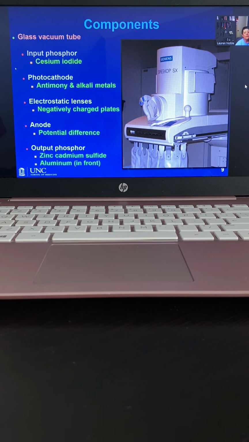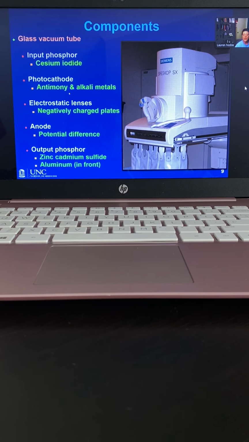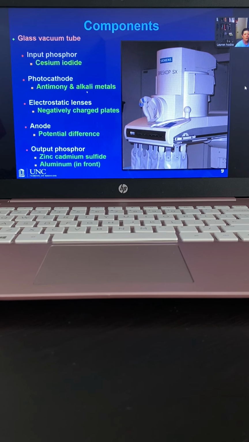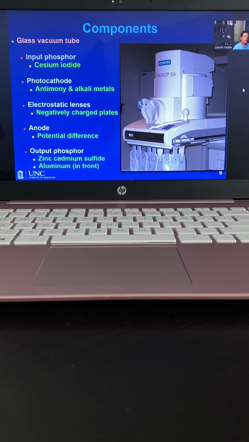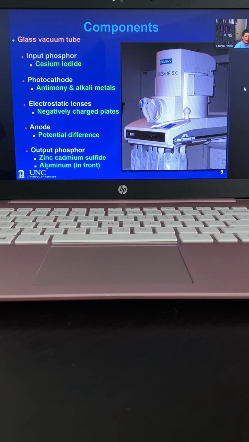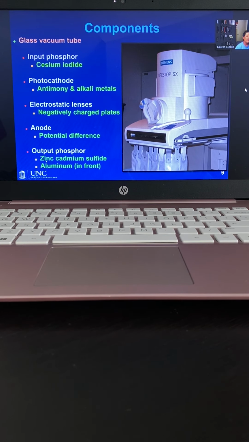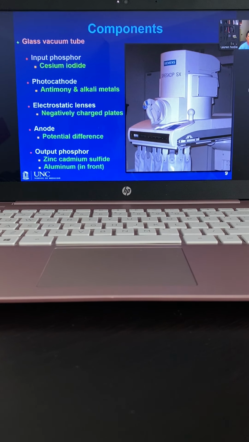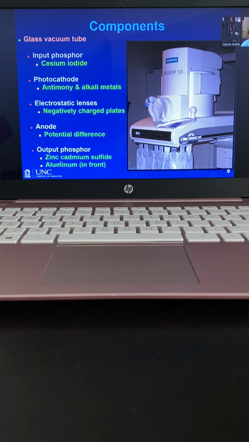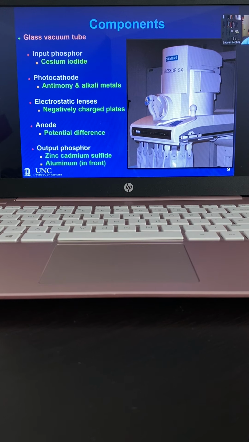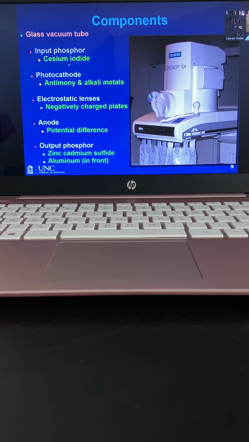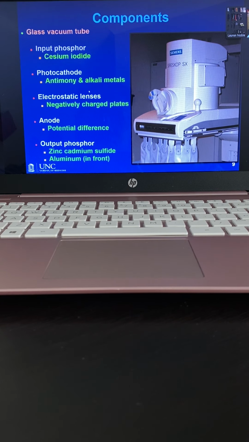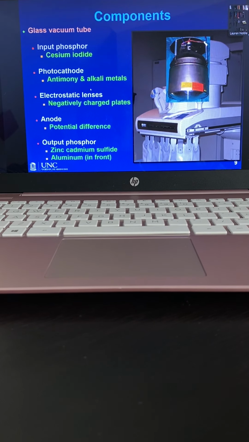But I do have the other components listed here, and your book happens to mention them as well. The photocathode is antimony and some alkali metals. The output phosphor has a little bit of aluminum, and then the backing is a zinc cadmium sulfide. I'm not going to ask you about this composition on the test, the zinc cadmium or the antimony, but I do expect you to know the cesium iodide, okay? And so we'll go through and talk about what these components do.